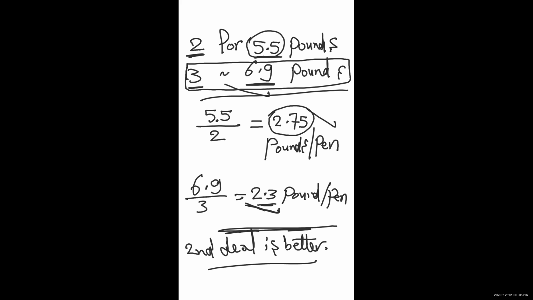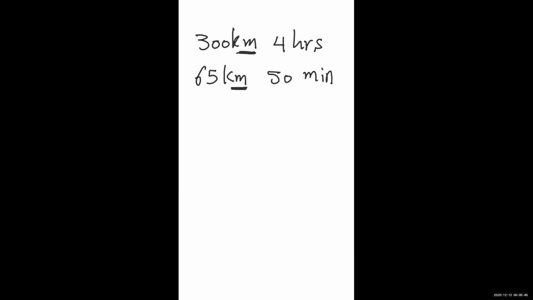Okay, one more example. A car covers 300 kilometers in 4 hours, and another car covers 65 kilometers in 50 minutes. Which of the two cars is faster? Now here, kilometer and kilometer, that's fine. Hours and minutes, so we have to convert this one into minutes.